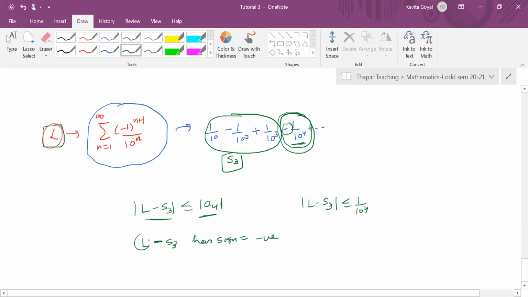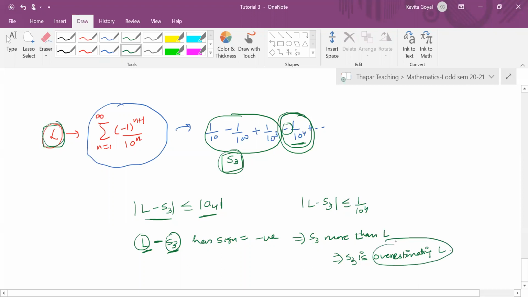So if you are saying L minus S3 is negative, इसका क्या मतलब है, that S3 is more than L? यही मतलब हुआ ना, तभी negative होगा ये. So it means S3 is more than L. So it implies S3 is overestimating. क्योंकि ये estimation है. S3 is just an approximation or an estimation of L, and in this case, this is an overestimation. Is that okay? Is that thing clear now?